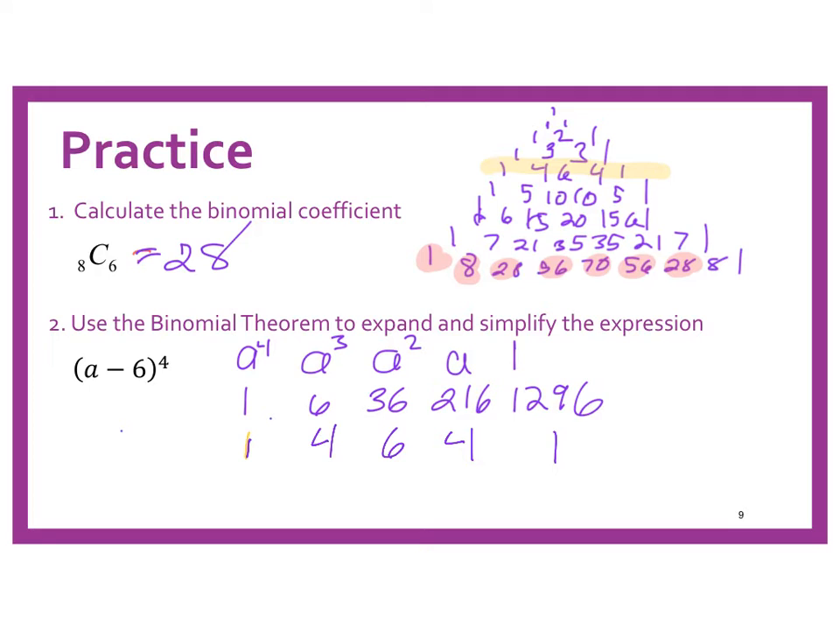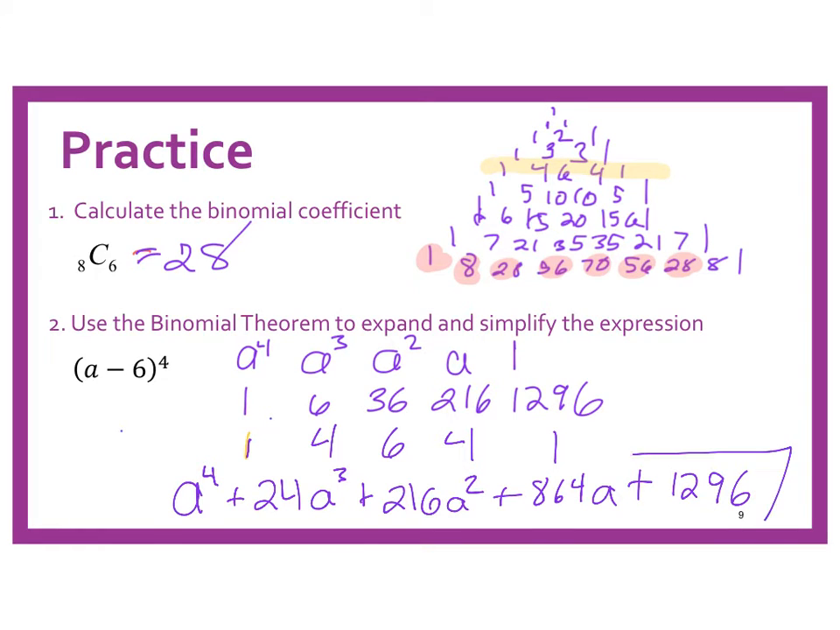All right, so now I'm going to multiply this together for my final answer. a to the 4 plus 6 times 4 is 24a cubed plus 36 times 6 is 216a squared. 4 times 216 is 864a plus 1296. So that would be my final answer.